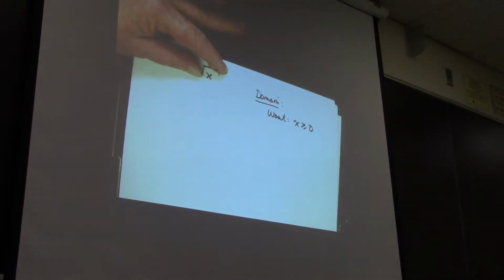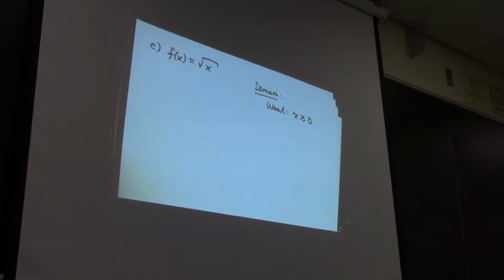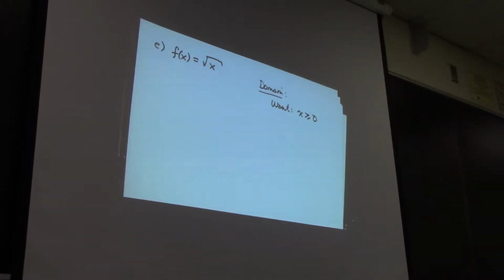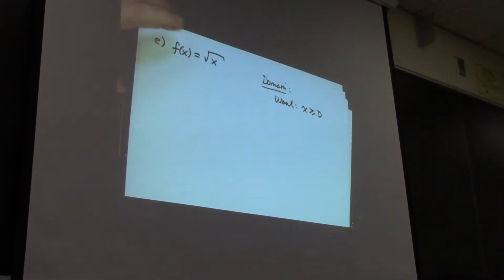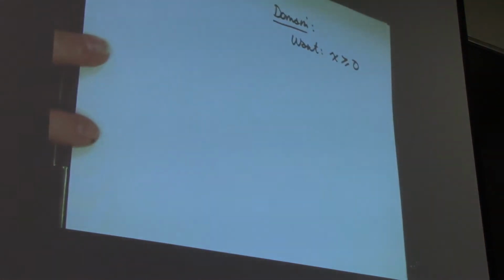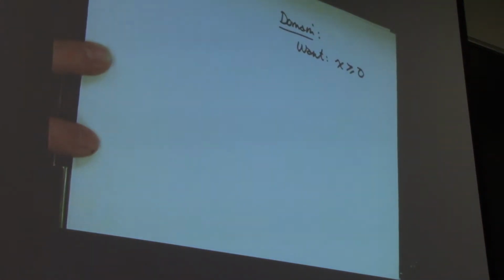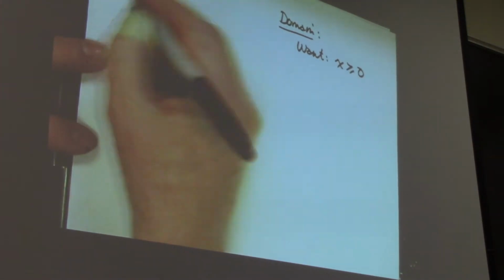I can write it in interval notation at some point, but in other words, the only numbers I can plug into this function are 0 and positive numbers. I cannot plug in any negative numbers into this function, or else I get the square root of a negative number, which is not real, and therefore I don't have a real y value.